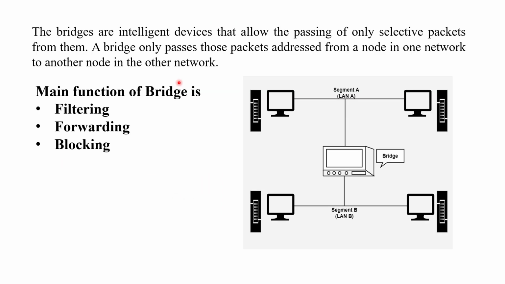Now, like a modern hub, bridge has multiple ports. But unlike a hub, the bridge extracts the destination address from the frame header and looks up the table to see where to send the frame. Bridges are more intelligent devices that allow the passing of only selective packets through them. So, there are three main functions of bridge: filtering, forwarding and blocking.